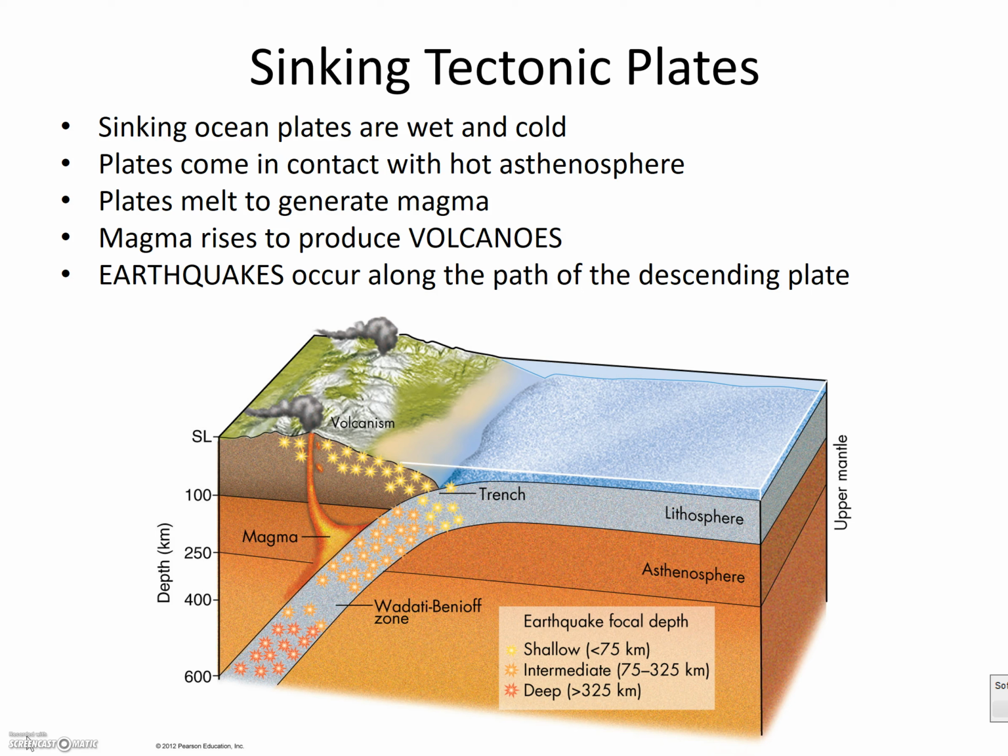Sinking ocean plates are wet and cold. These cold plates come in contact with hot asthenosphere, as seen in this picture, where they begin to melt and generate magma. The magma rises to produce volcanoes. Earthquakes occur along the path of the descending plate. This plane of earthquakes dipping into the earth is called the Wadati-Benioff zone.